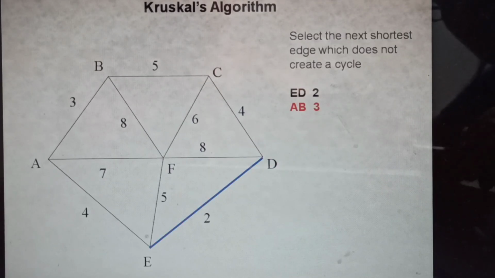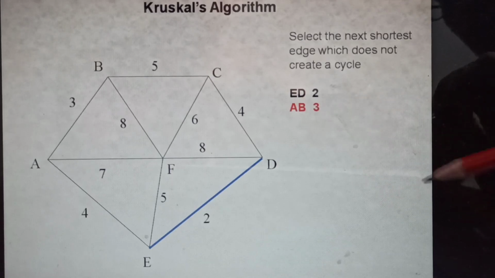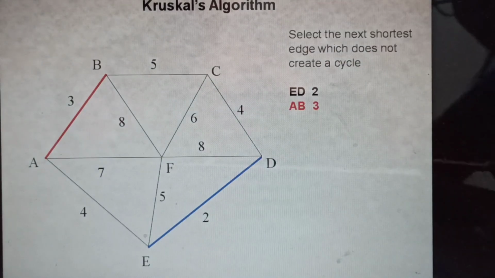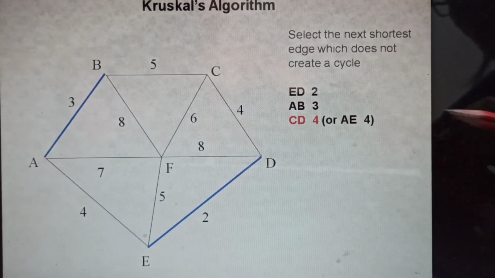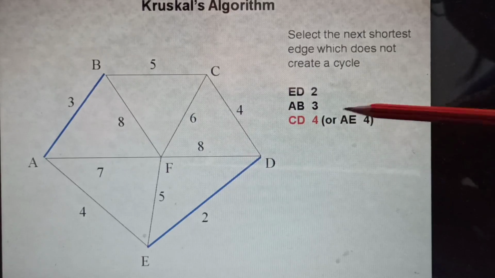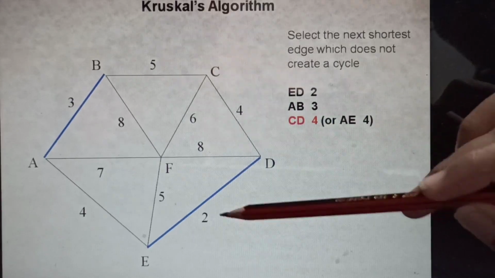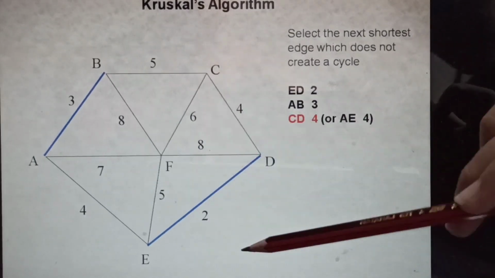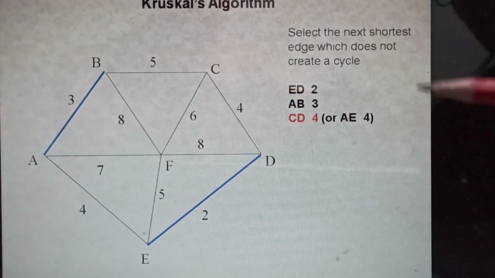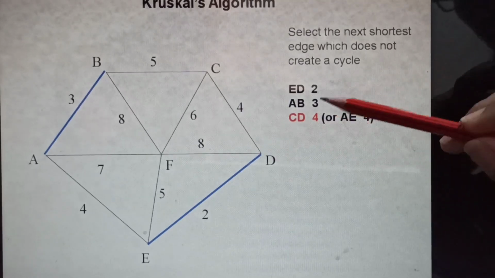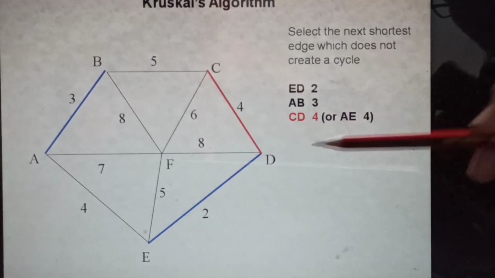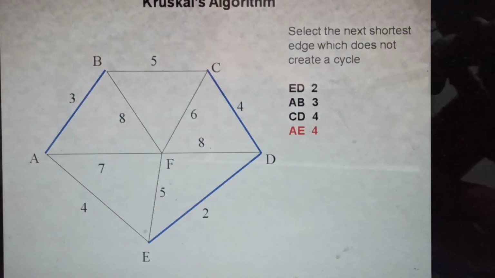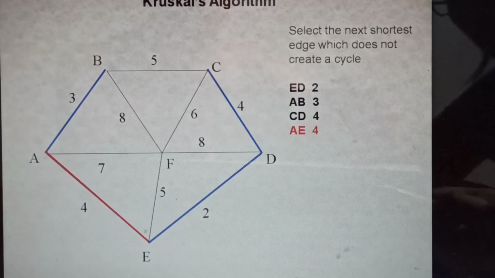Then the next shortest edge we have to select is the AB, which has distance 3. So we will mark that edge as selected. Next shortest edges are CD and AE, both having distance 4. So you can select any one. I am going to select CD first. So CD is selected. Next we will select the AE.